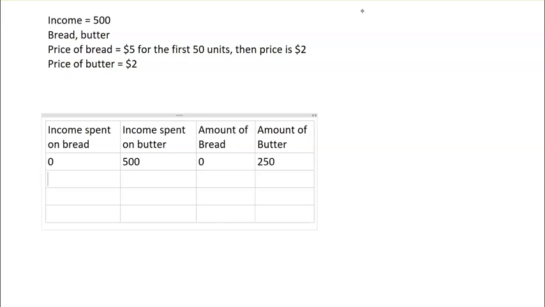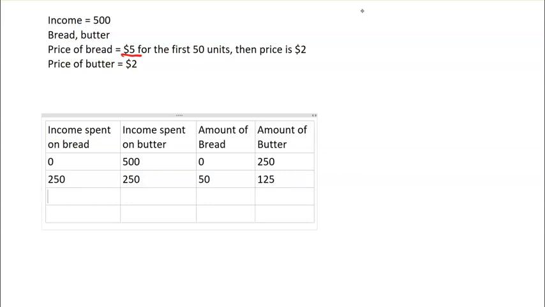Now let's say we spend $250 on bread and $250 on butter. As we see, for the first 50 units of bread we have to spend $5 per unit. So we buy 50 units of bread, and butter will be $250 divided by 2, which comes up to be $125.